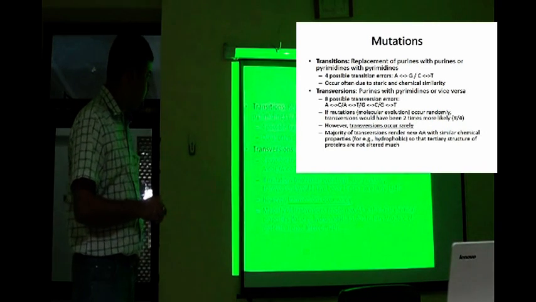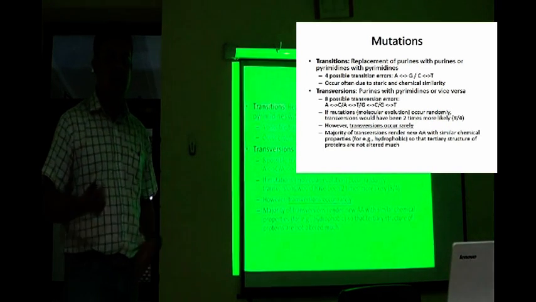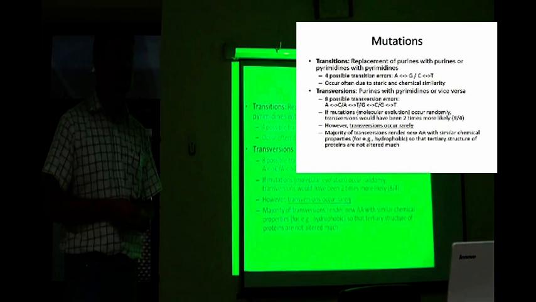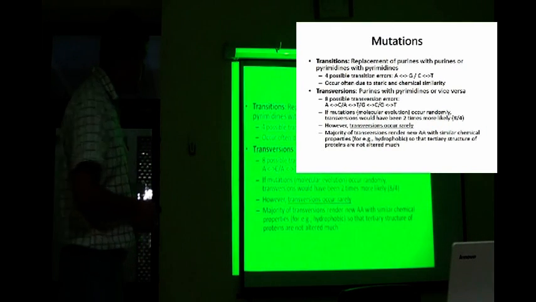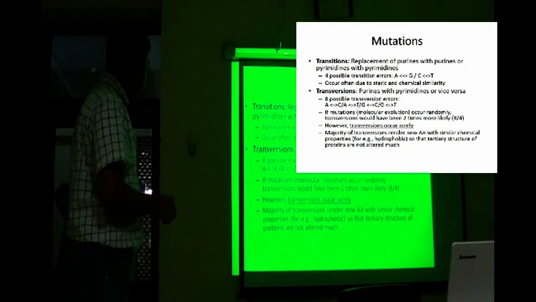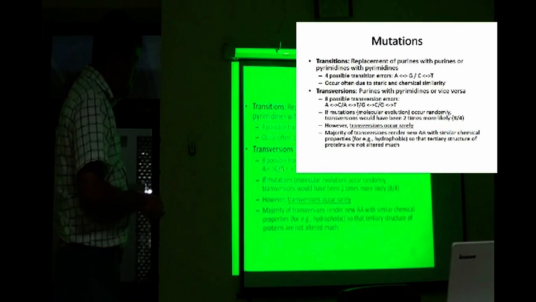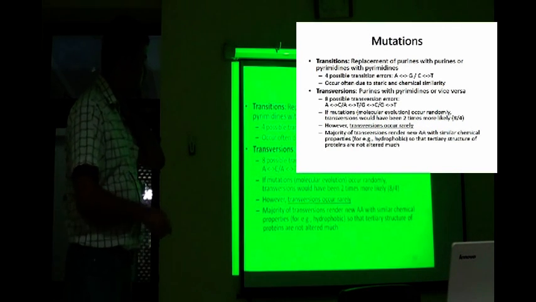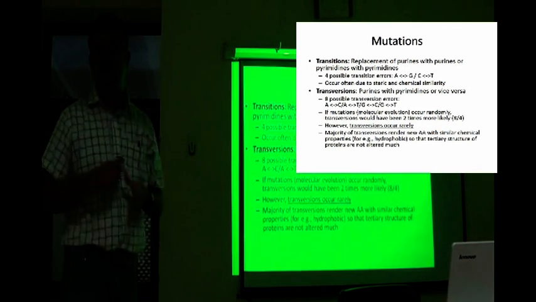Well, the transversions are of purines with pyrimidines or vice versa. So that is a lot more deleterious from an evolutionary point of view, right? There are 8 possible transversion errors: A to C or vice versa, A to T, G to C, and then G to T or vice versa, right?